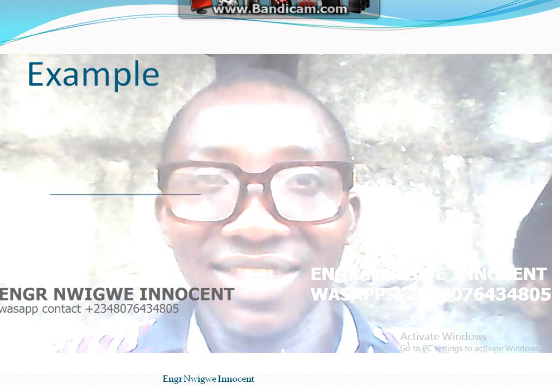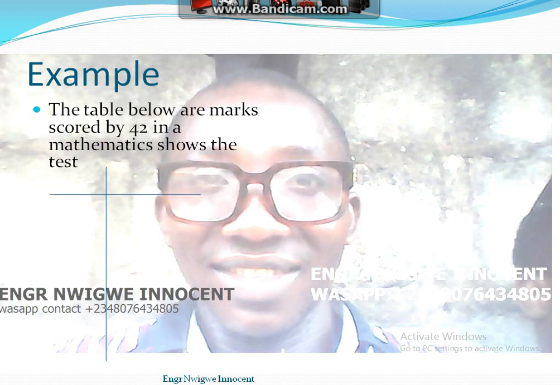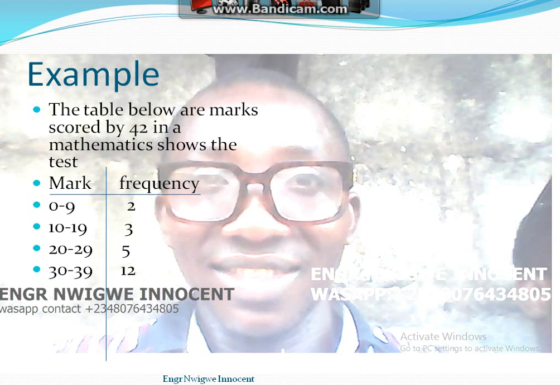Example: the table below shows marks scored by 42 students in a mathematics test. Marks, frequency. When the mark is from 0 to 9, the frequency is 2. From 10 to 19, the frequency is 3. From 20 to 29, the frequency is 5. From 30 to 39, the frequency is 12. From 40 to 49, the frequency is 9. From 50 to 59, the frequency is 5. From 60 to 69, the frequency is 6.